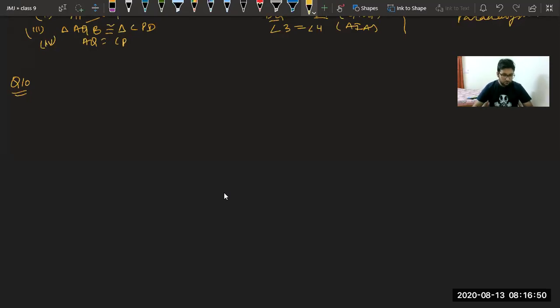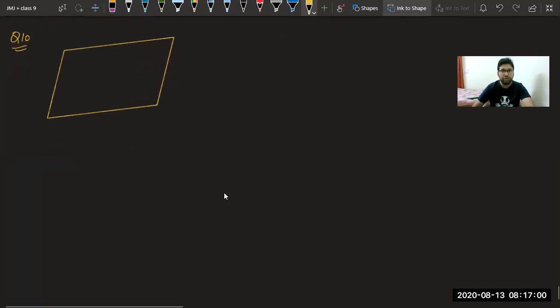Question number 10. ABCD is a parallelogram. Let me draw. ABCD. Okay, so we have a parallelogram ABCD. What is given to us? AP and CQ are perpendiculars from vertices A and C on diagonal BD. First, let me join diagonal BD.